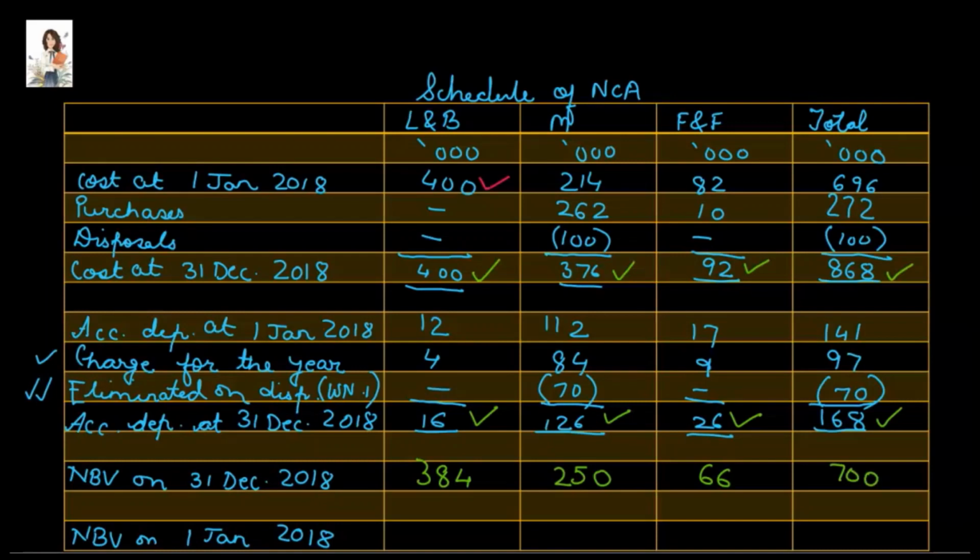For fixtures and fittings, $66,000, and the total is $700,000. We know the cost on the first day of the year, the accumulated depreciation on the first day of the year, so we can find out the net book value on the first day of the year, that is cost minus accumulated depreciation, a total of $555,000 on the first day of the year. So that is the schedule of non-current assets as per IAS 16.